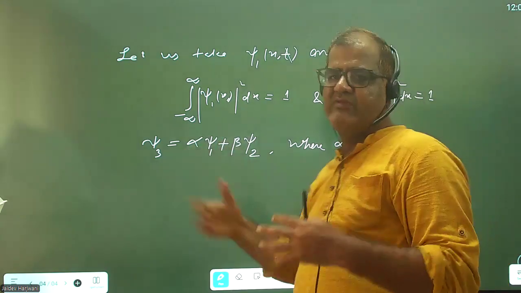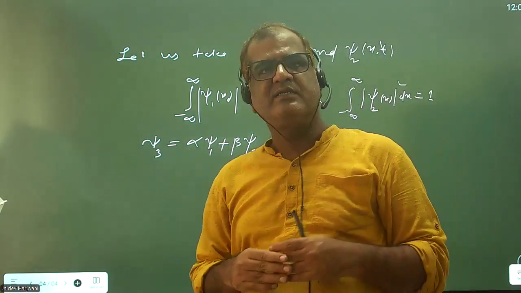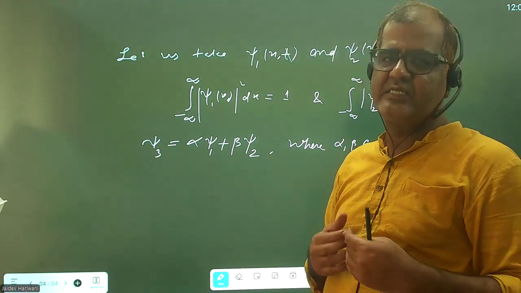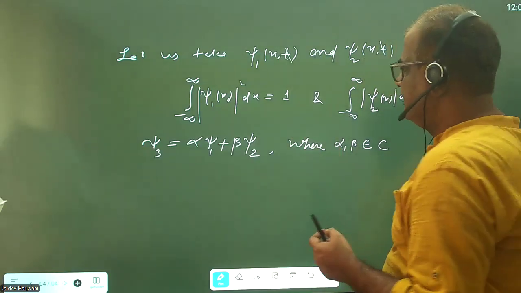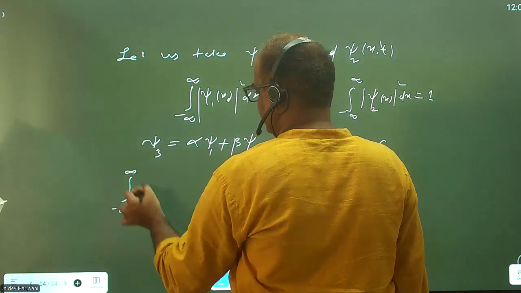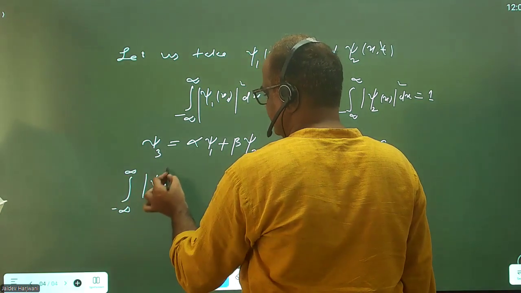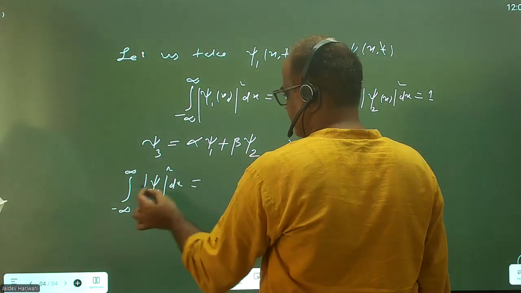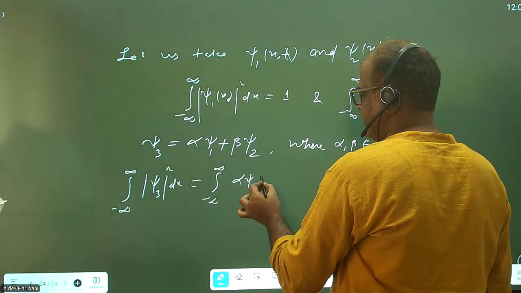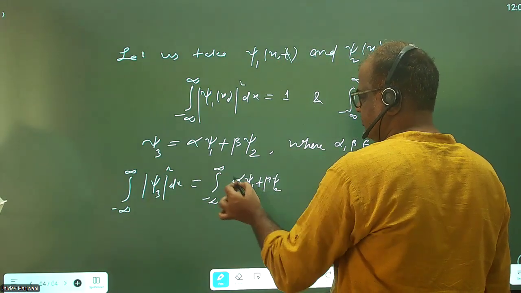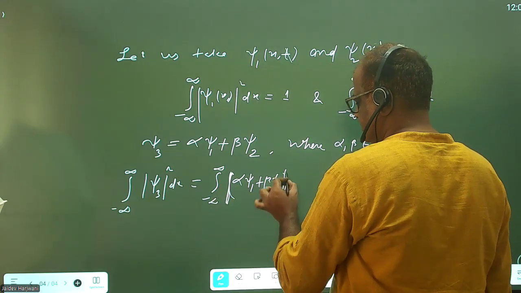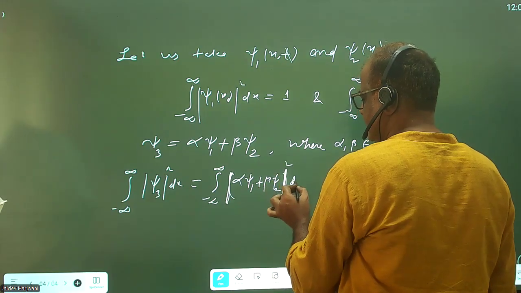If psi 3 is also a normalized wave function, in that case we can say this also belongs to some state. This is also a physically acceptable wave function. So let us calculate now the integral of mod psi 3 square dx. So mod psi 3 square will be what? It will be mod of alpha psi 1 plus beta psi 2, square, dx.